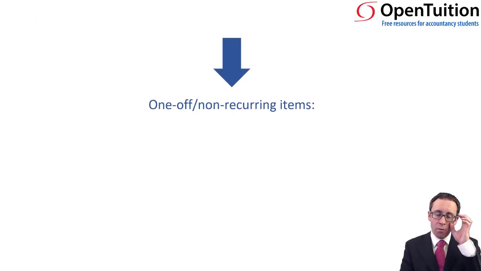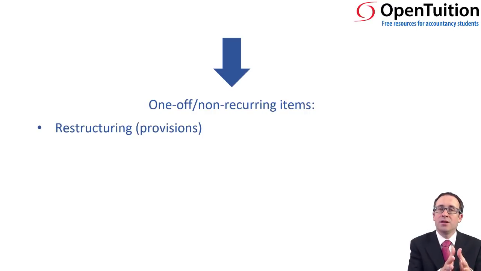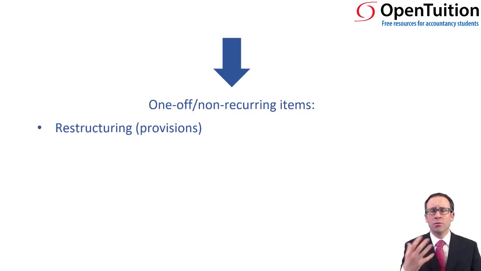Be careful as well for one-off non-recurring items because they can distort the overall picture. So if there are one-off non-recurring items, you need to remove them from the analysis. So examples that we've seen in the past are restructuring within the world of provisions. So a provision will be made in one accounting period but not the next. So that provision will need to be removed. So remove the liability, remove the expense, so you've got a like-for-like comparison.